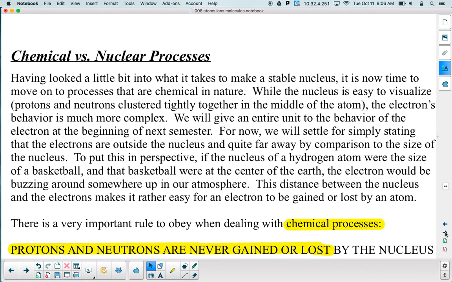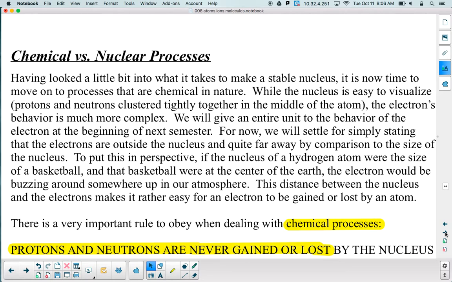We're moving on from nuclear processes. We've looked a bit into what it takes to make a stable nucleus, and now we're going to start looking at processes that are chemical rather than nuclear. The nucleus is pretty easy to visualize. However, the behavior of the electron is a lot more complex.